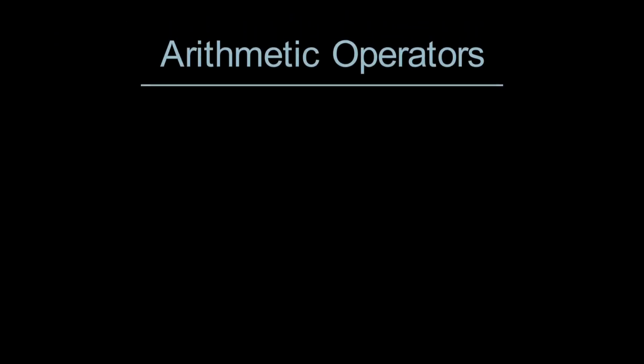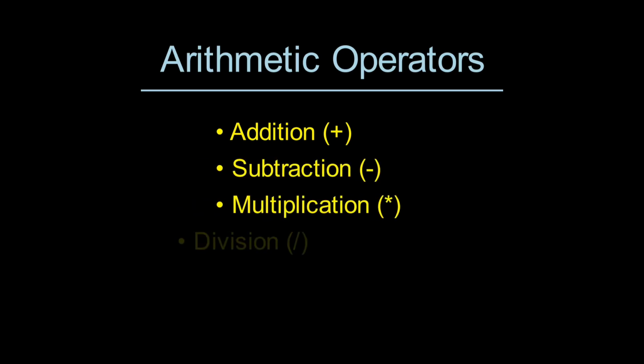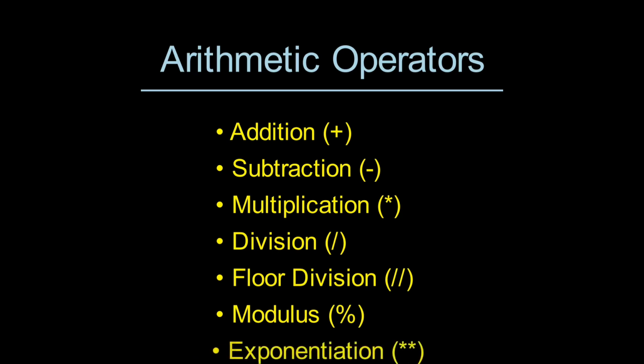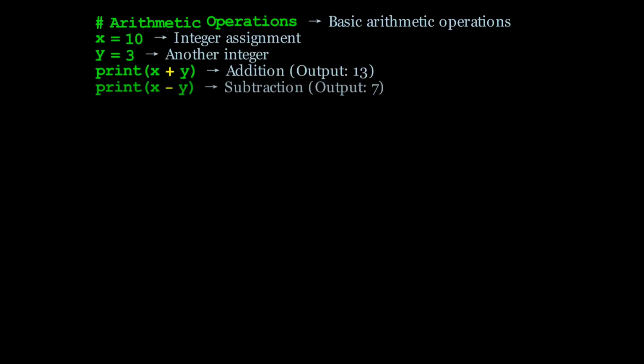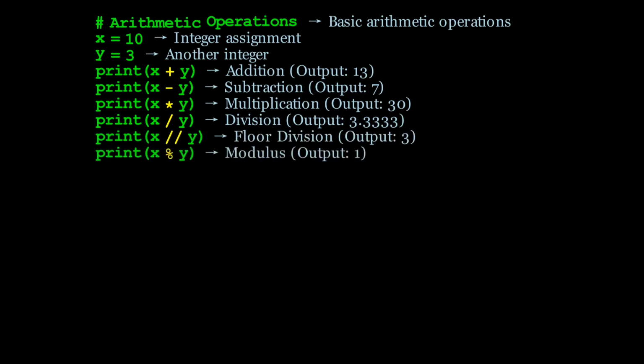Let's start with the arithmetic operators, the fundamental mathematical tools in Python. These operators include addition, subtraction, multiplication, division, floor division, modulus, and exponential. Each one serves a specific purpose in mathematical operations. Let's see it in action. Here we have two variables, x assigned 10 and y assigned 3. See the results of the arithmetic operations that I have carried out.